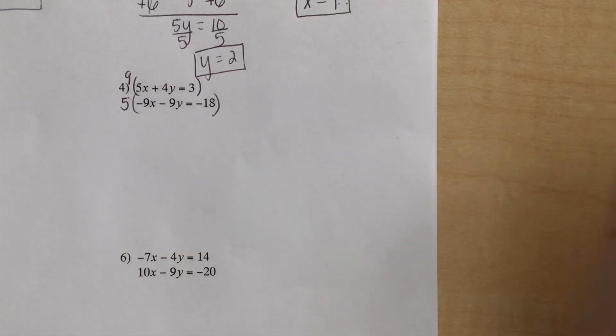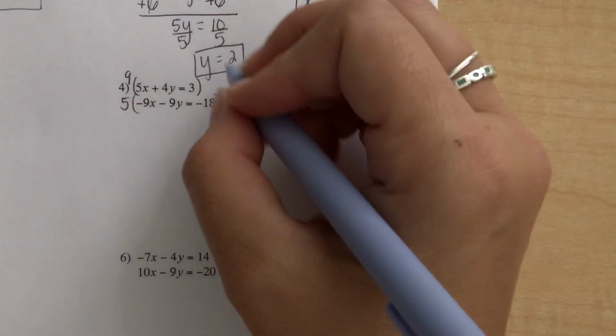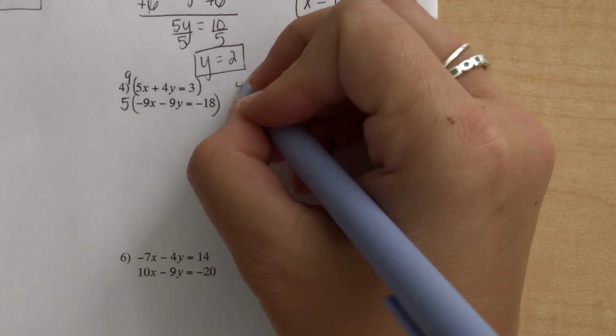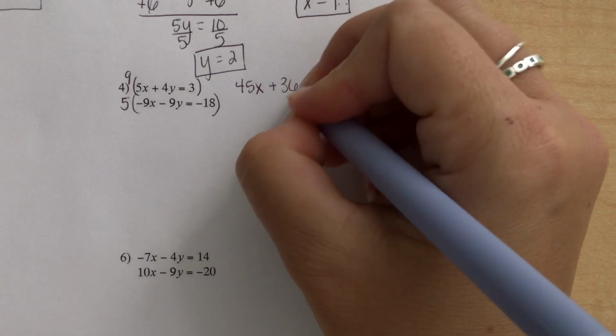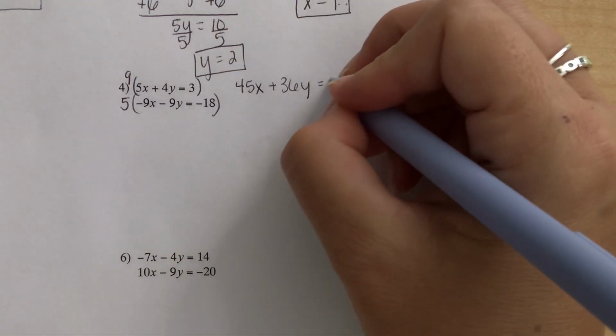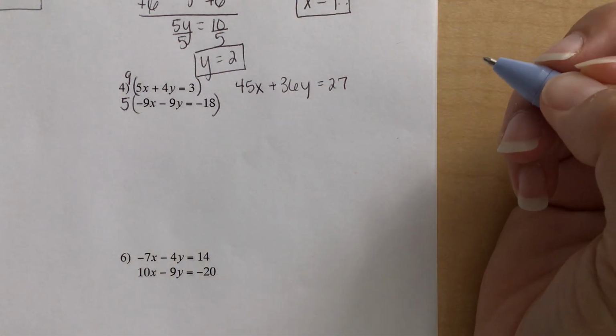So now your process is exactly the same as the other one. So we're going to multiply. So 9 times 5 gives me 45x. 9 times 4 gives me 36y. And 9 times 3 gives me 27.